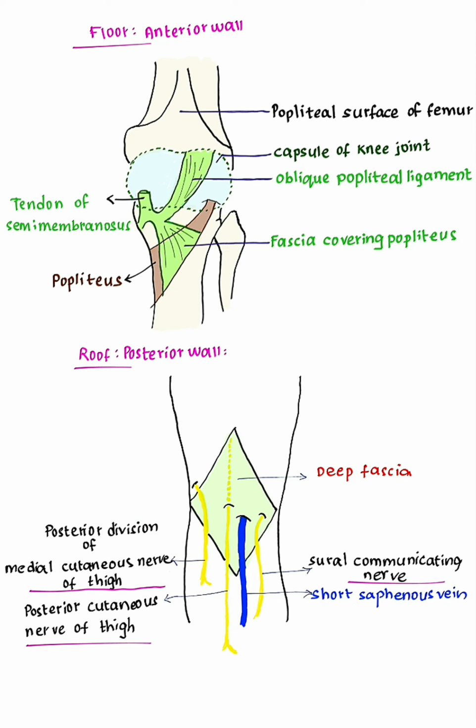Roof of popliteal fossa is pierced by all these structures except posterior division of medial cutaneous nerve of thigh. You can see these 3 structures are piercing the fascial roof, whereas the posterior division of medial cutaneous nerve of thigh is not piercing the fascial roof.